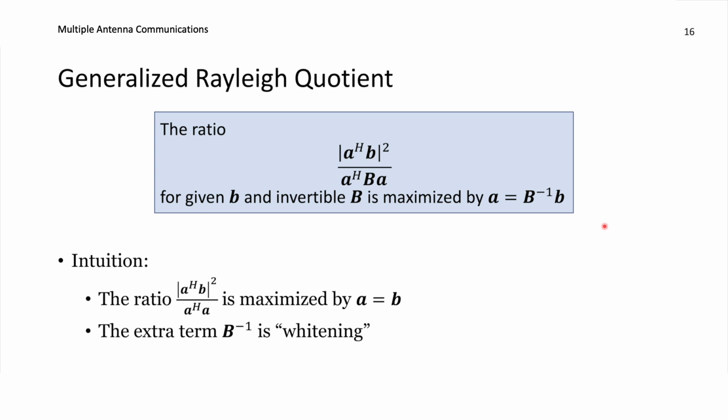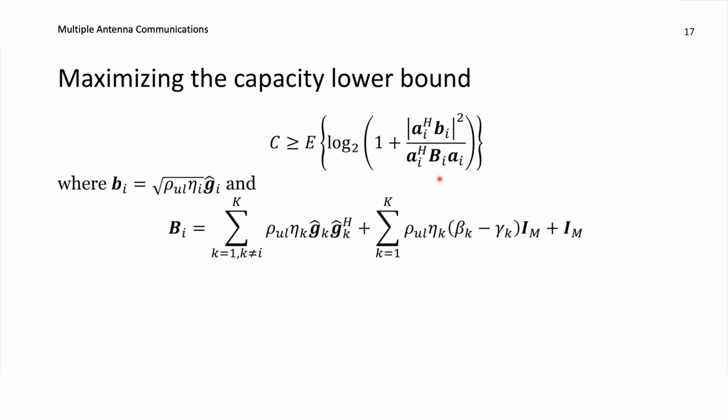And we can use this result straight away in order to maximize our capacity lower bound with respect to the receiver filter. We already had defined this B matrix with an index, and we also had an inner product between our receiver filter and a vector, namely the channel estimates in the numerator. So we can write our capacity lower bound like this. We had the B_i matrix that I already introduced, and the b_i vector is the channel estimate, and then we include this power scaling term as well.